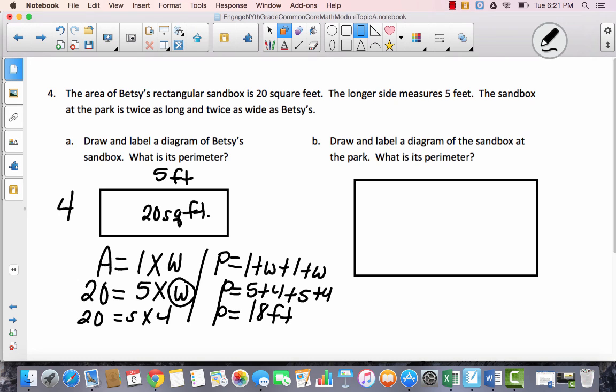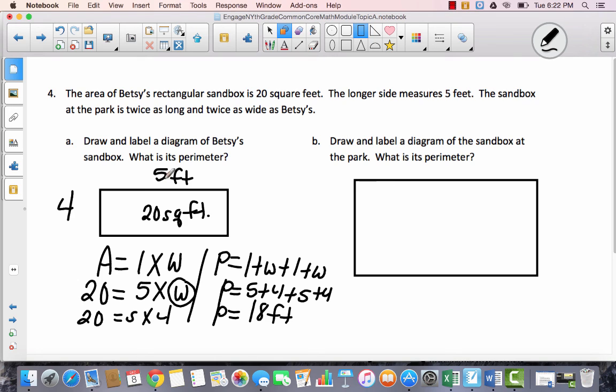Then it says, draw and label a diagram of the sandbox at the park. I want to see if you can try this one by yourself. It says that it is twice as long and twice as wide as Betsy's. If you get stuck, you can always press play, but I want you to pause and see if you can find the dimensions and then find the perimeter and then come back and check with me.